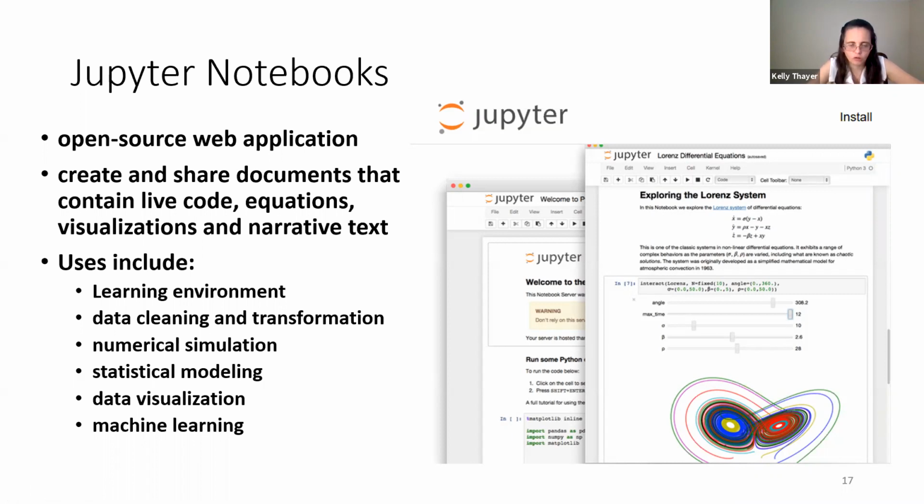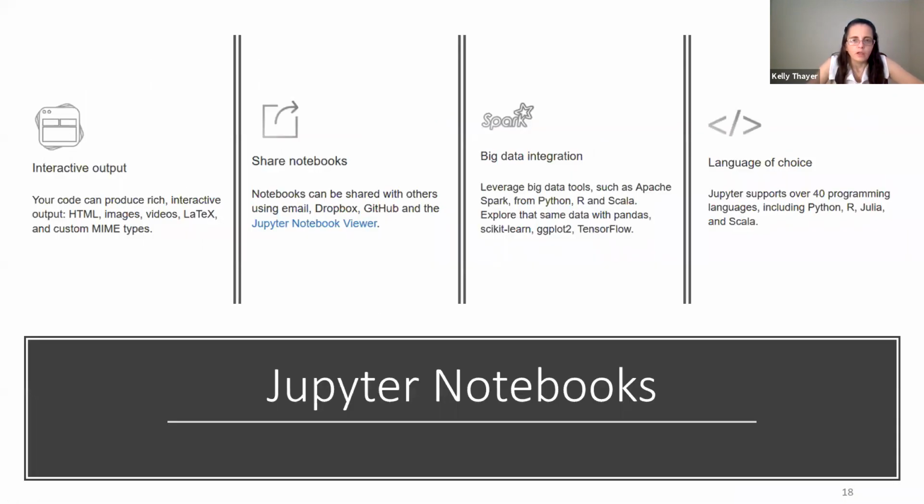data cleaning and transformation. It's a great way to document the things that you're doing. Numerical simulation, statistical modeling, data visualization, and machine learning are all things you could do with it. It has interactive output, so you can code in a variety of languages, and then the output will come out in ways that you can look at, like HTML, images, videos, LaTeX, and custom MIME types, which are a few of the ones that are available.